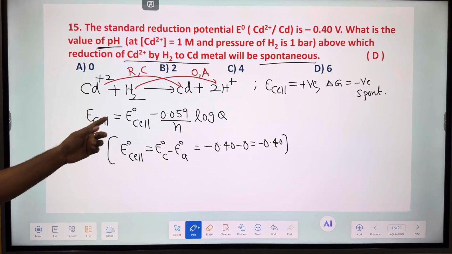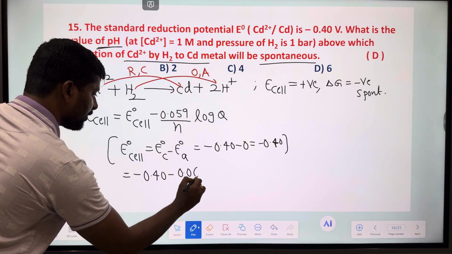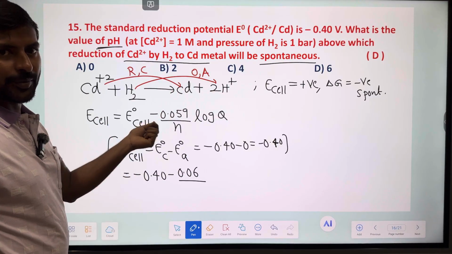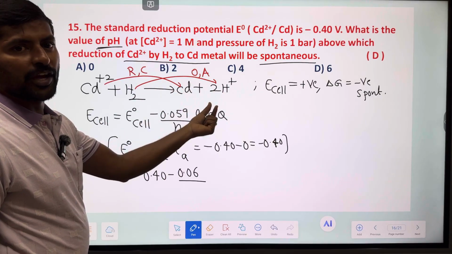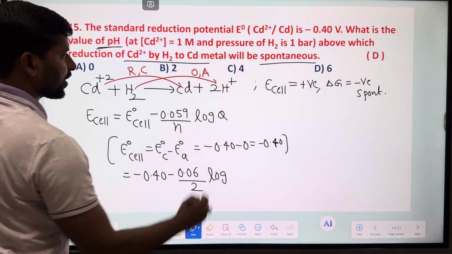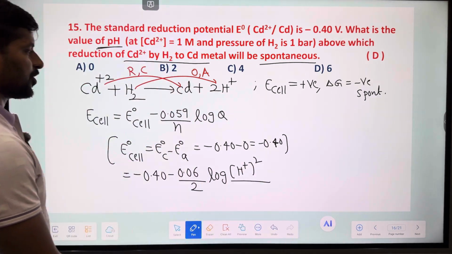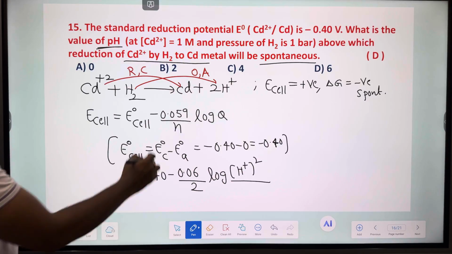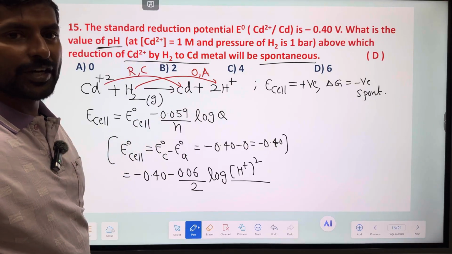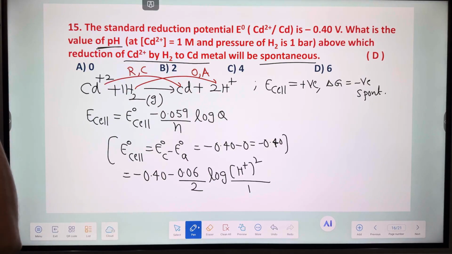If you substitute here, minus 0.40 minus 0.06 by the number of electrons involved. How many? Cadmium plus 2 electrons gives cadmium, and H2 gives 2H plus 2 electrons. So n is 2. In log Q, the product side has H plus ions, so H plus power 2. For hydrogen gas, we express concentration with respect to pressure. The pressure given is 1 bar, and there is 1 mole, so 1 power 1.